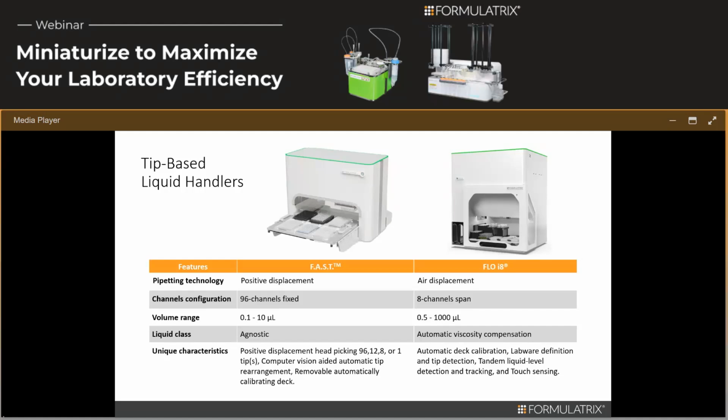On the other hand, Flow I8 is an air displacement pipetting liquid handler. It has 8 independently spanning channels used to transfer a wide volume range with great accuracy and precision. Flow I8 is compatible with a variety of liquid types as it automatically optimizes pipetting parameters while dealing with volatile and viscous liquids. Its unique features include automatic deck calibration, labware and tip detection, tandem liquid level detection and tracking, and touch sensing.